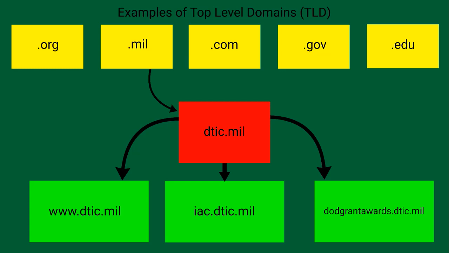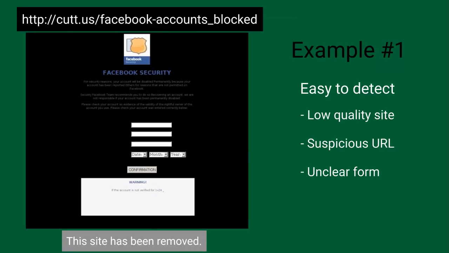Okay, but how does this help us to identify phishing again? The important part to notice is that the organization immediately follows the top-level domain from right to left. So IAC is found within DTIC and DTIC is found within .mil. Let's see some examples. We'll start with an easy one. Notice the website appears to be for Facebook, but the domain for this website is cut.us. Looking around more, notice the website is low quality, pieces are off center, and what exactly am I supposed to be doing at this website? The forms aren't even properly labeled, but at one point this was an active website attempting to steal login credentials.